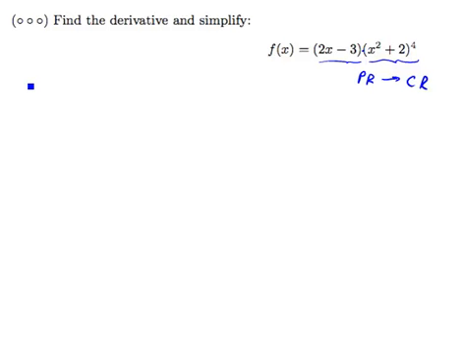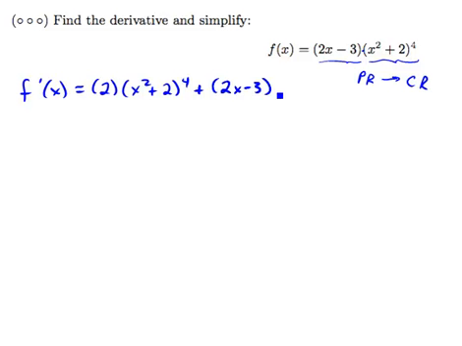So to begin, we will write down the result of the product rule. The derivative of the first, the derivative of 2x minus 3, is 2, leaving the second alone, (x squared plus 2) to the fourth, plus the first, 2x minus 3, times the derivative of the second piece. This is going to be our chain rule. We'll bring the exponent down, leave what's inside alone, reduce the exponent by 1, and then multiply by the derivative of the inside. The derivative of x squared plus 2 is 2x.